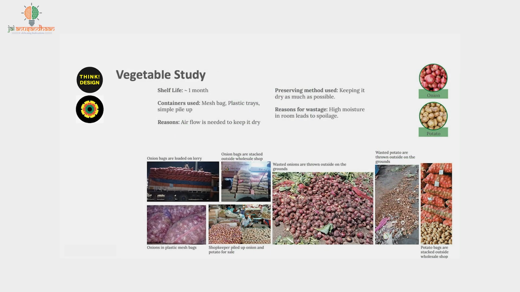If you look at the vegetable study, different vegetables were studied to see what the shelf life is, what containers are presently used, what the probable reasons are for them going bad very fast, what preservation method is presently used, and what the reason for wastage is. These were the many factors studied for each and every vegetable. It was quite a deep study, you can see it here.